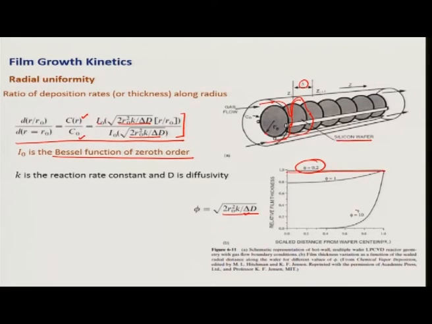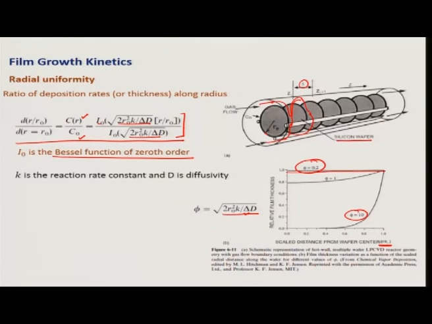If phi is very large, then you have a very vast difference in the deposition rate. Relative thickness varies a lot along the radius. This is R over R0 of the wafer. Now, what does phi small mean?